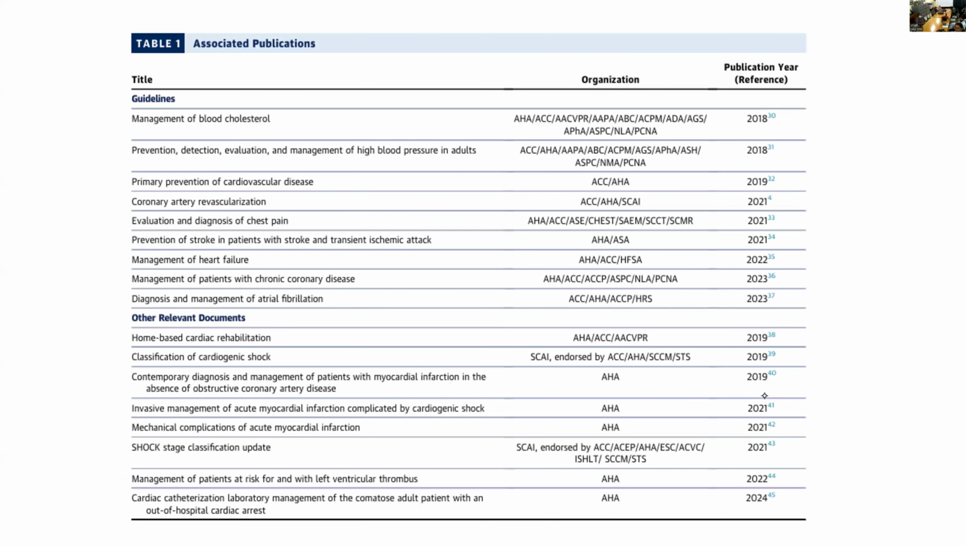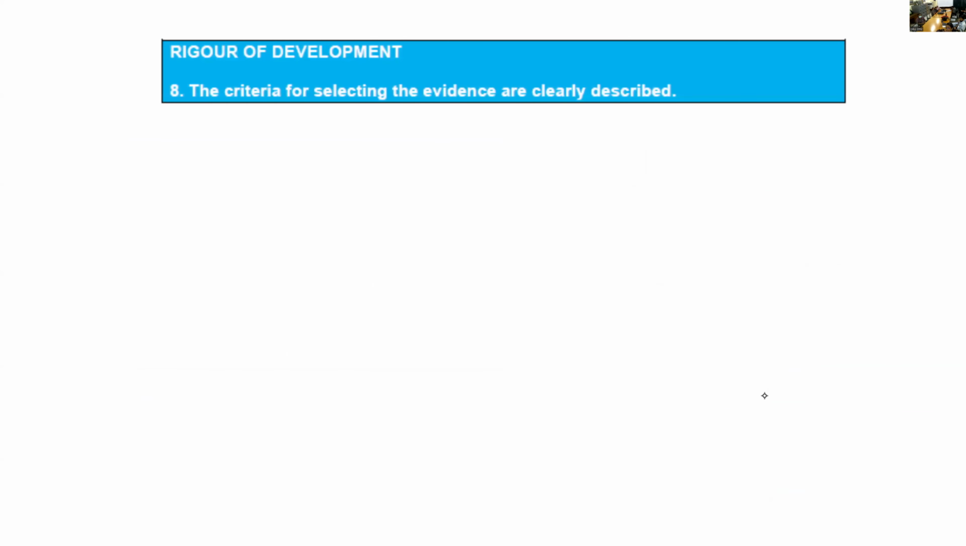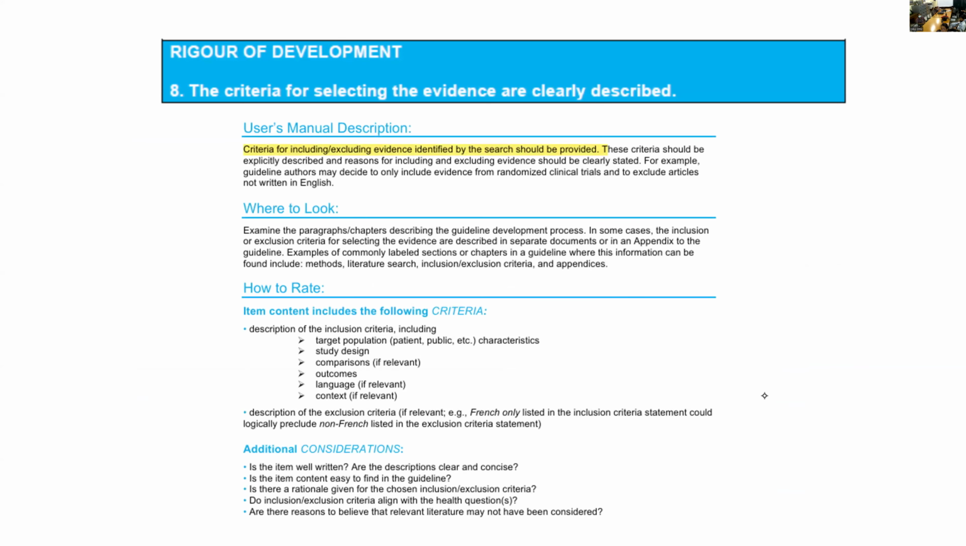So these are the details of the previous papers that they have searched and incorporated into it, just so that there's no duplication of work. The next question is, the criteria for selecting the evidence are clearly described. So, description of the target population, study design, comparisons, outcomes, language, and context.